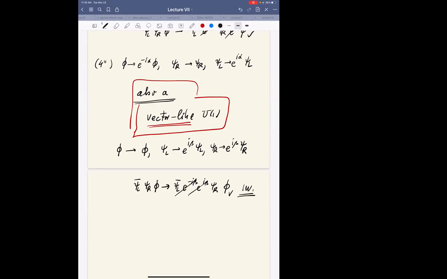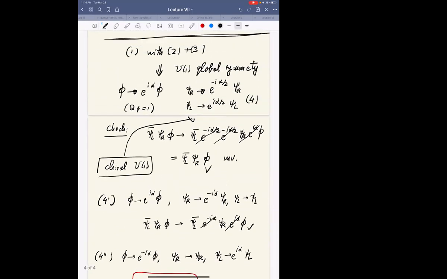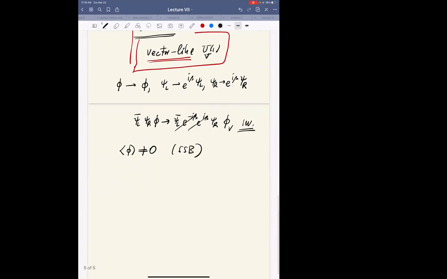Notice, however, this is interesting. This symmetry is not interesting to me at all, because what happens when phi is non-zero, as we've seen yesterday, spontaneous symmetry breaking. Let's call this U1 vector-like. There was also U1 chiral. This implies U1 vector-like unbroken. Obviously, it carries no charge. Only U1 chiral gets broken.